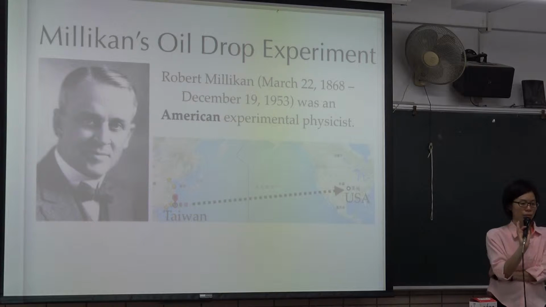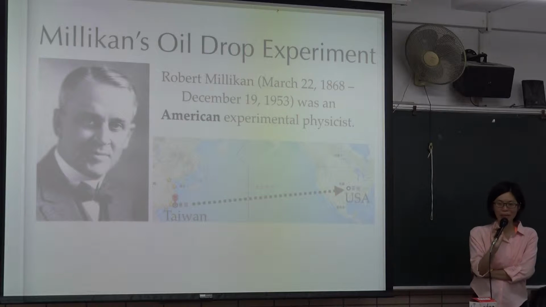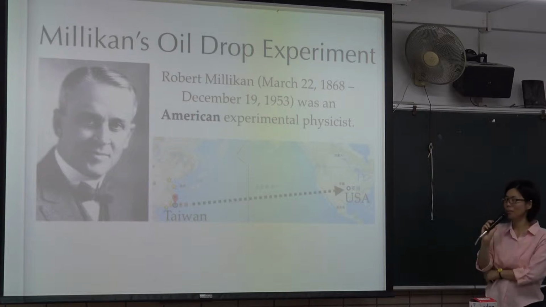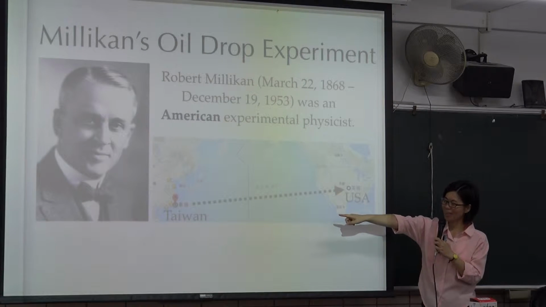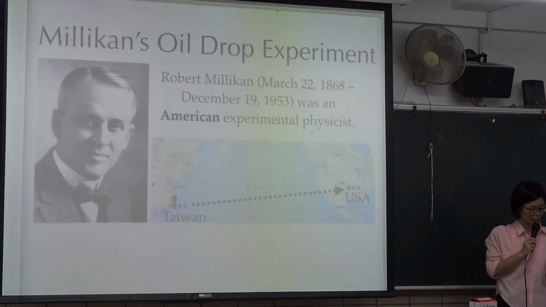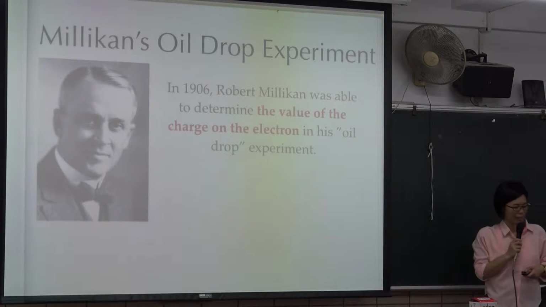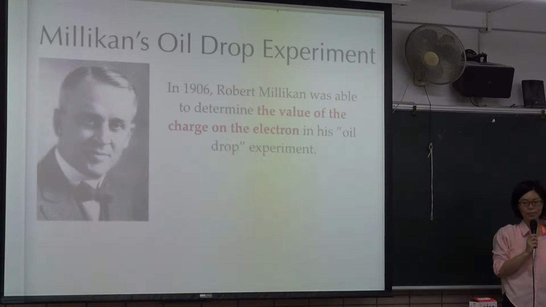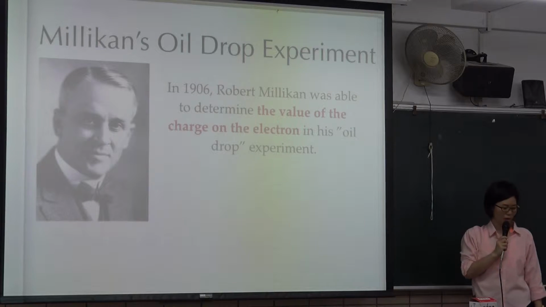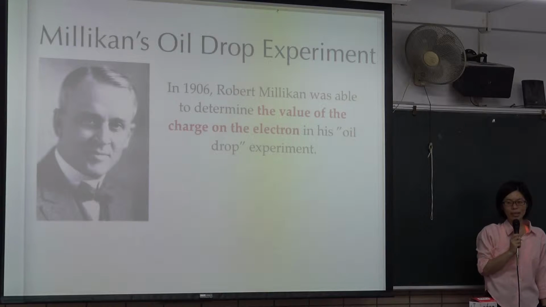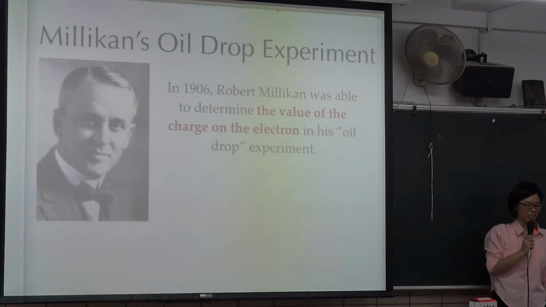So the next important person is Millikan. There's a man, well, a handsome man. His name is Robert Millikan. He was born in America. Well, where is America? Here. Taiwan is there. Then we have to fly this way to the United States. He is American. He passed away already. He determined the value of the charge on the electron. 他决定了电子的电荷量。He determined the value of the charge on the electron in his oil drop experiment.